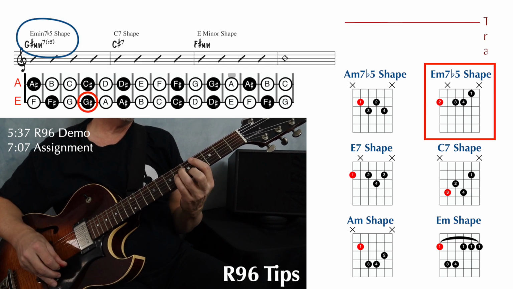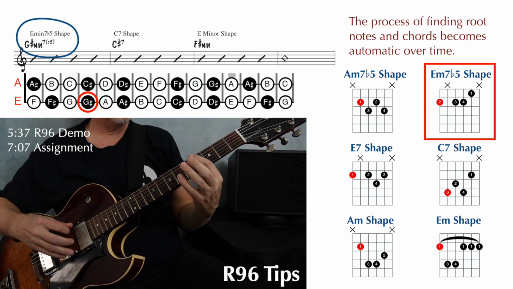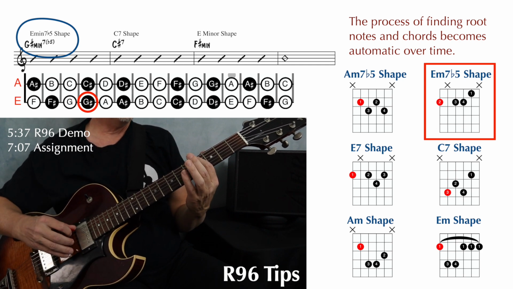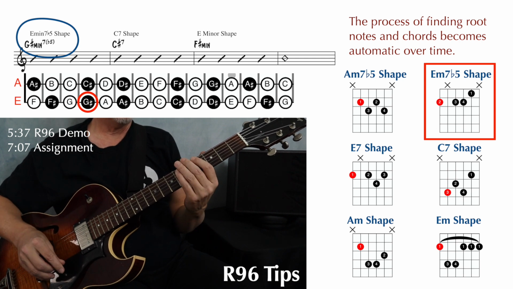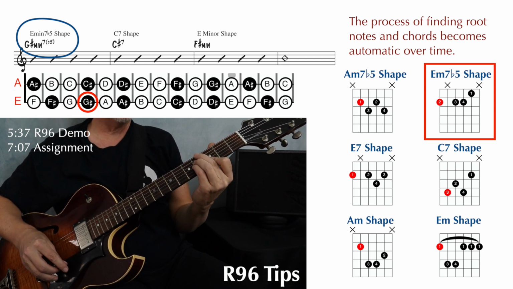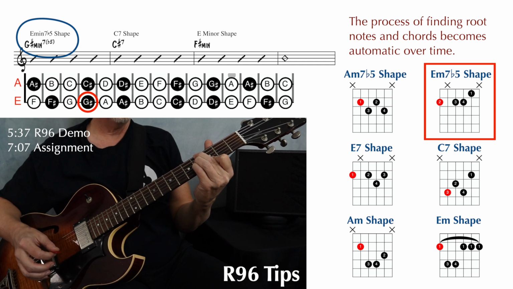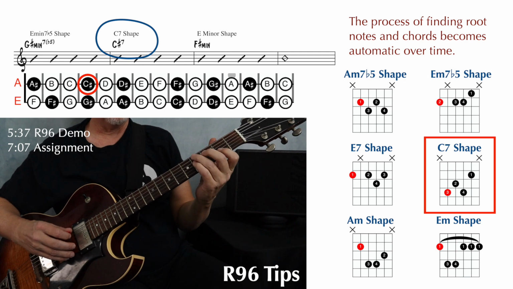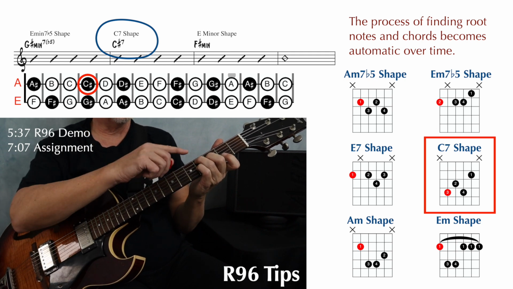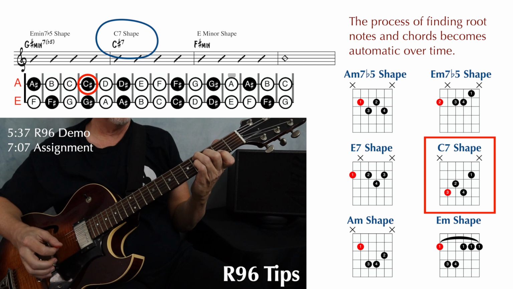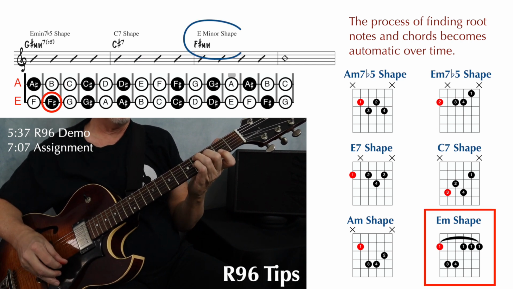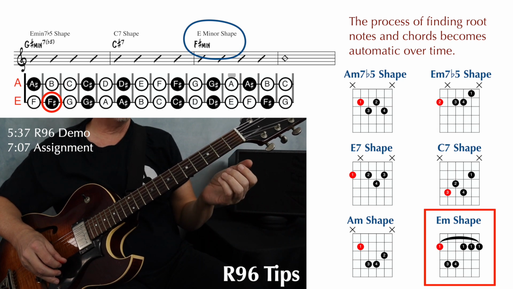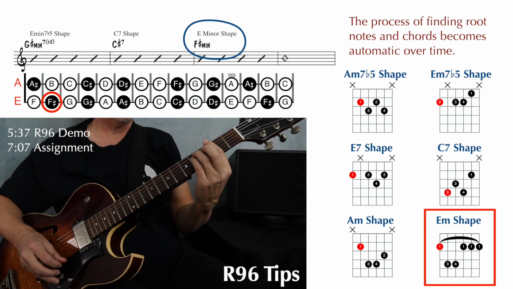G sharp minor 7 flat 5, our root note is going to be on the 6th string, and this is with an E minor 7 flat 5 shape. Root note is going to be on the 6th string, 4th fret. So play the E minor 7 flat 5 right there. Moving to a C sharp 7, that's with a C7 shape. So the root note is going to be at the 4th fret, but this time on the 5th string. F sharp minor using the E minor shape. So our F sharp on the 6th string is going to be the 2nd fret. Play the minor shape.